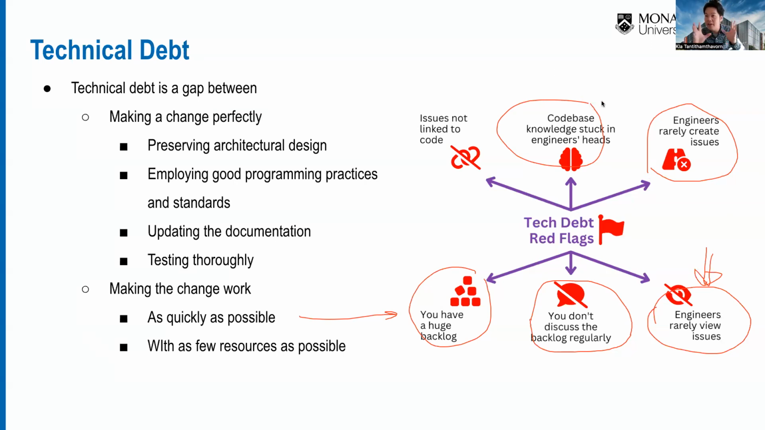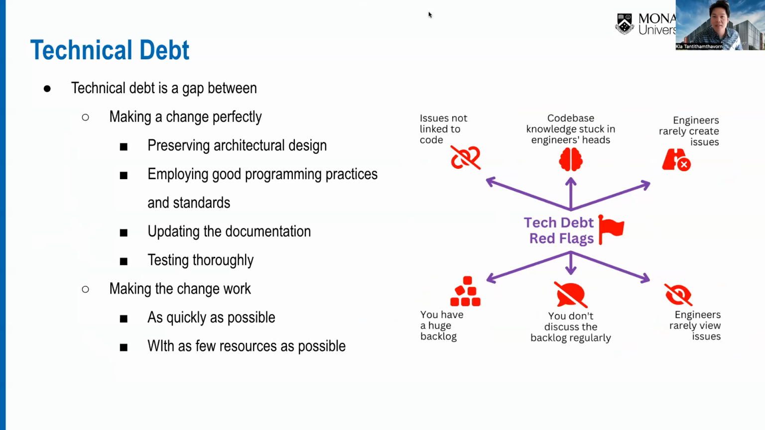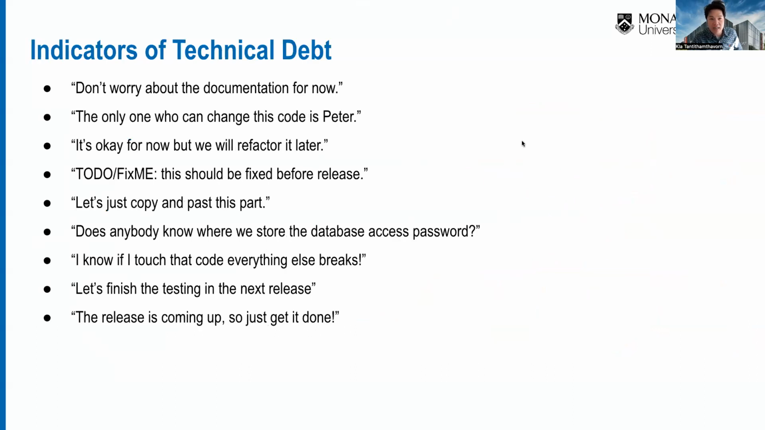Then how can we share the knowledge? Not every engineer will be on the same page, right? Issues not linked to the code. You have the code, you have the issues, but this issue is linked to where? To which file? To which module? No one knows. That's a sign of technical debt as well.